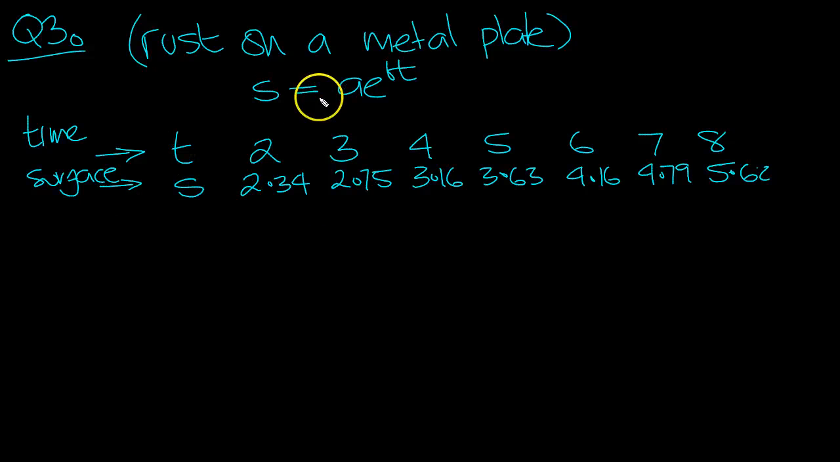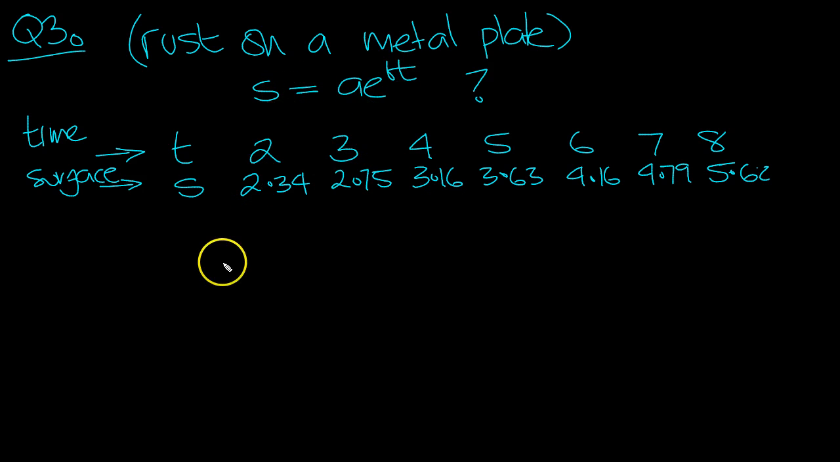Okay, let's have a go at this then. Believe the rust on the metal plate follows this relationship here: S equals A e to the BT, where S is the surface area and T is the time. So we've got that here. Here's the data that's been obtained. So let's have a look at this then.